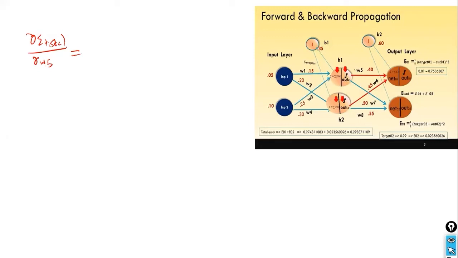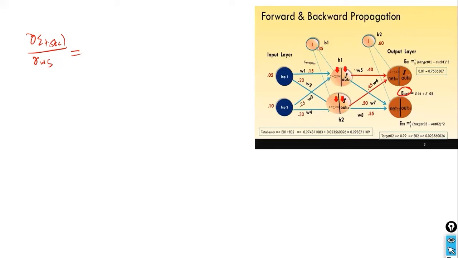So in this case, the partial derivative of E total with respect to W5, we can also say this is the gradient with respect to W5. By applying the chain rule, I just tell you one simple thing. So this is your total, right? How did you get this total? Because of applying the activation function.